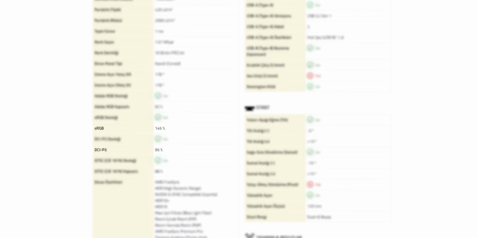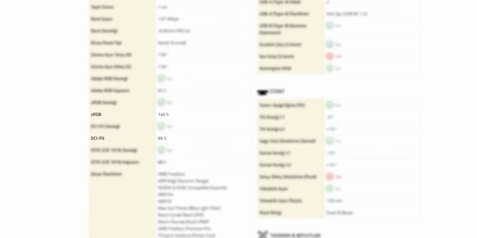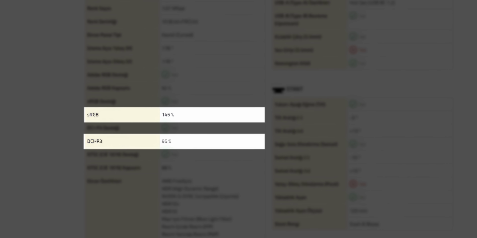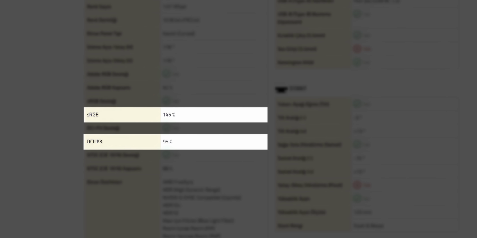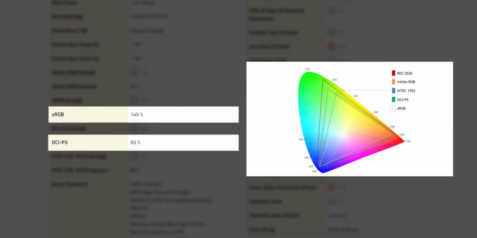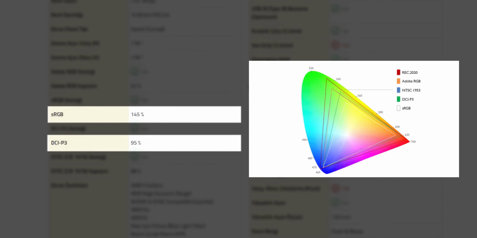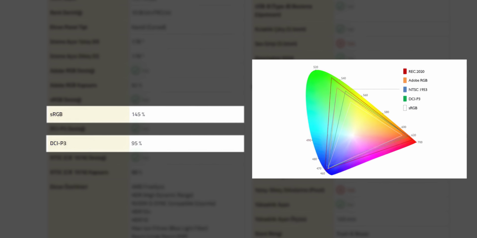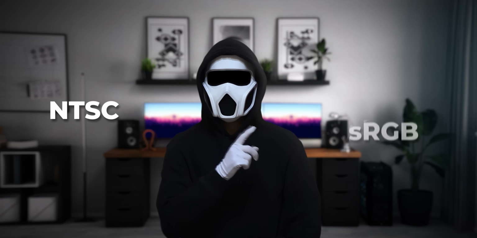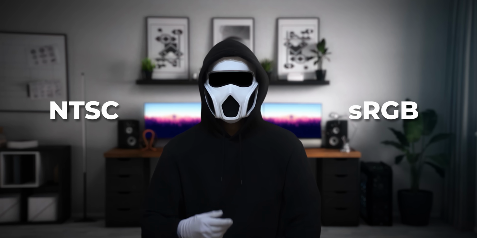2. Color gamut. Again, if you check the technical specifications of any monitor, you'll see color spaces like sRGB and DCI-P3, along with their percentage values. This means, for instance, the monitor can represent 145% of the sRGB color gamut. The higher this value, the more vibrant and accurate the colors are. Therefore, you need to select a monitor with high values for standards like NTSC and sRGB.